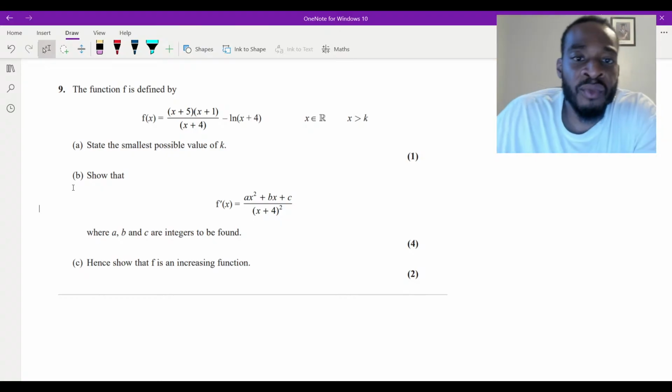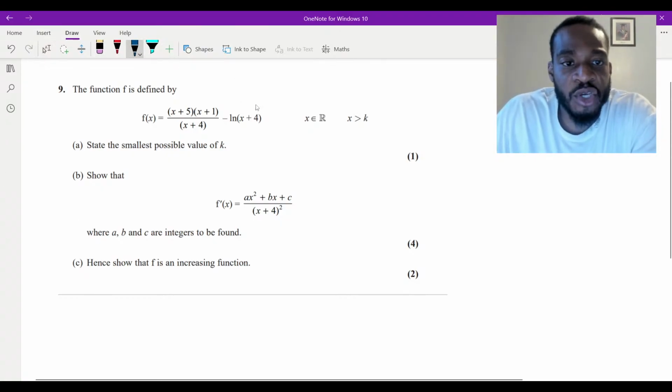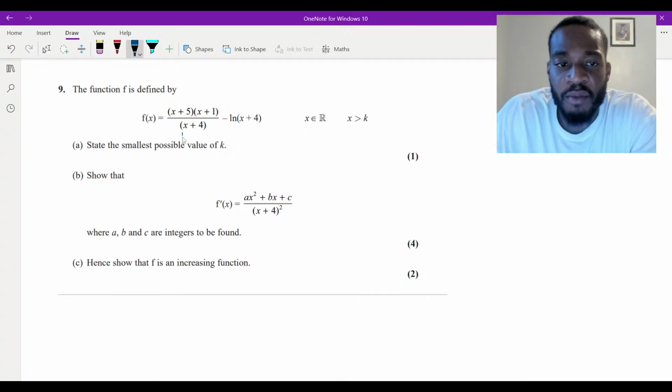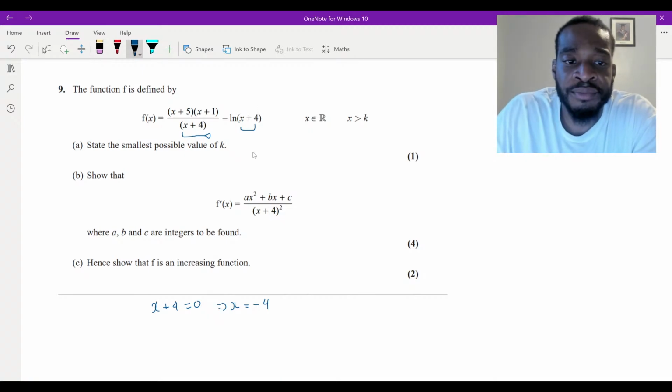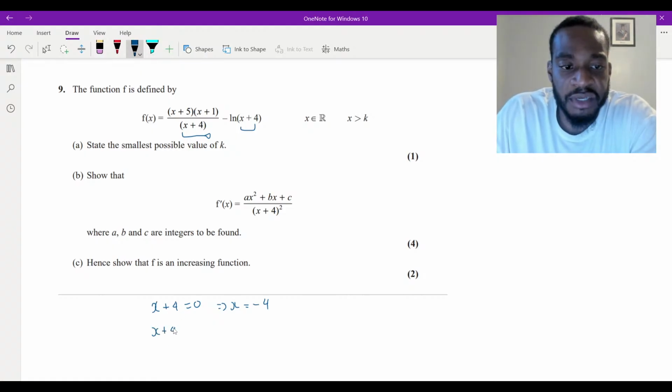Again, when you see this, this is your domain, isn't it? Remember, just look for bogey spots. We know the denominator can't be 0, so if I say x plus 4 equals 0, that won't work, so x equals minus 4. As well as that, we have a log, and the argument of a log has to be greater than 0. So x plus 4 is greater than 0, which means x is greater than 4. All roads lead to this number 4. K has to be 4.